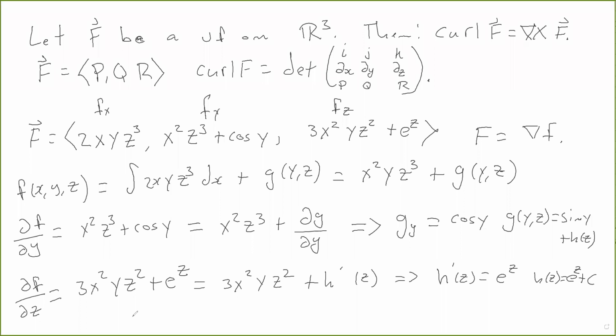Okay, so overall, all of this tells us that f of x, y, z is equal to x squared yz cubed plus g of y, z. g of y, z is sine of y plus h of z. h of z is e to the z plus c. So this is plus sine y plus e to the z plus c. So any function of this form, for any constant you want to put here, the gradient of any of these functions, no matter what constant you put here, is going to be this vector field.